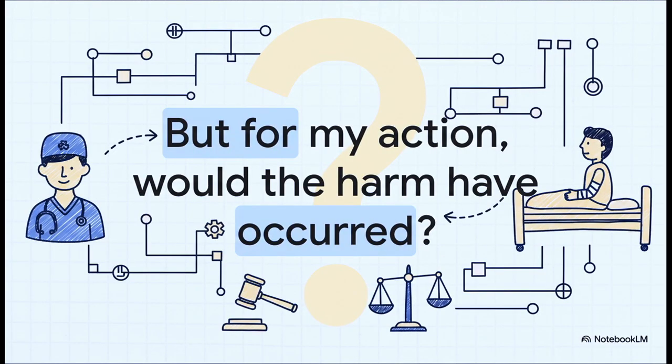So, how do courts figure this out? Well, they often use something called the but-for test. And you can ask yourself this question. But for my action or my inaction, would this harm have happened? If the answer is no, well, then causation is likely there.